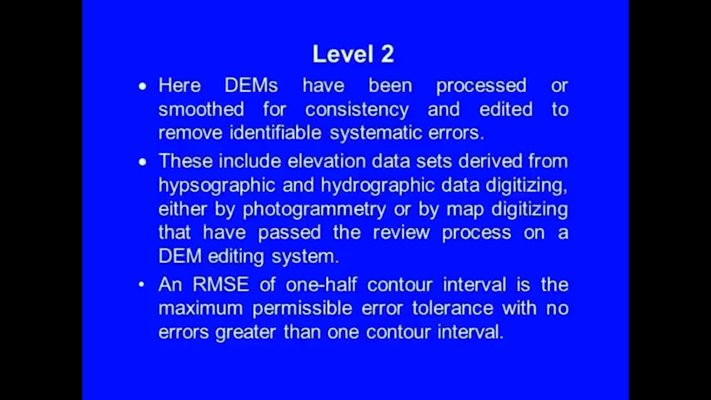The next is level 2. Here the DEMs have been processed or smoothened for consistency and edited to remove identifiable systematic errors. These include elevation data sets derived from hypsographic and hydrographic data digitization, either by photogrammetry or by map digitization, that have passed the review process on a DEM editing system. An RMSE of 1/2 contour interval is the maximum permissible error tolerance with no errors greater than 1 contour interval.